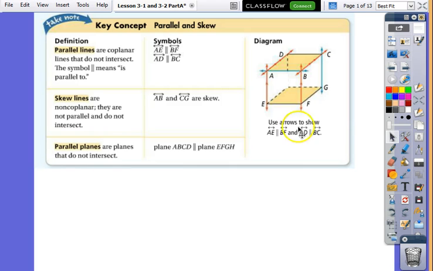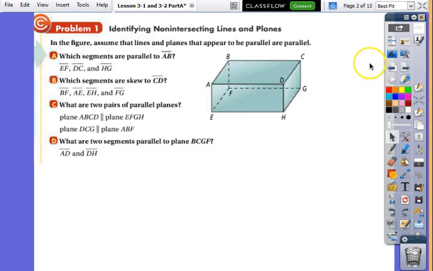All right, and then parallel planes. Parallel planes are planes that do not intersect. Some examples are the top and the bottom of this box, the floor and the ceiling. Opposite walls are usually parallel planes. So parallel planes are planes that do not intersect. Any questions on that? All right, cool. Let's move on.